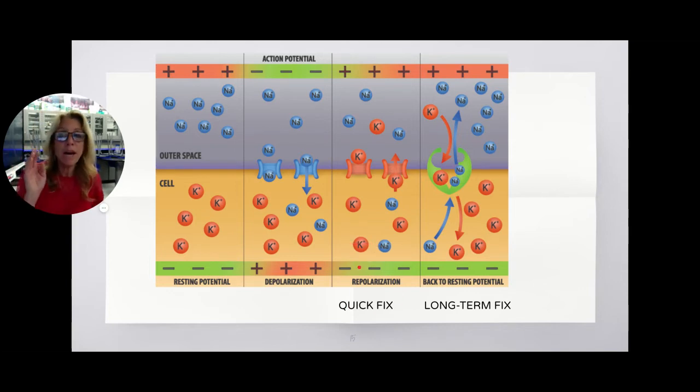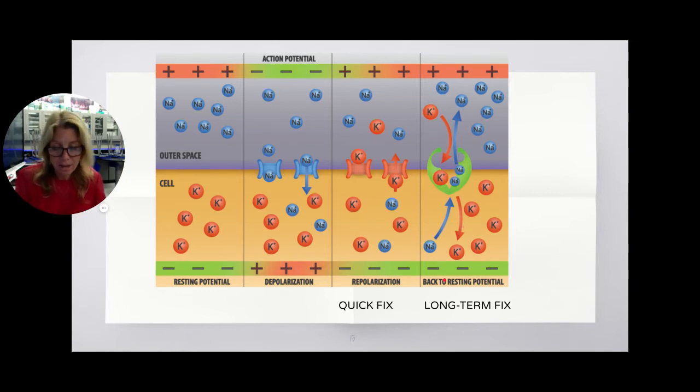But if this keeps happening, if steps 2 and 3 keep happening because the neuron keeps firing, pretty soon you're not going to have any sodium on the outside. And these gates work one way, okay? They can only go from out to in, and these gates work one way, bringing potassium from in to out. You are going to run out of sodium and potassium. So your long-term fix is going to be your sodium-potassium pump, which is going to put 3 sodiums out and 2 potassiums back in.